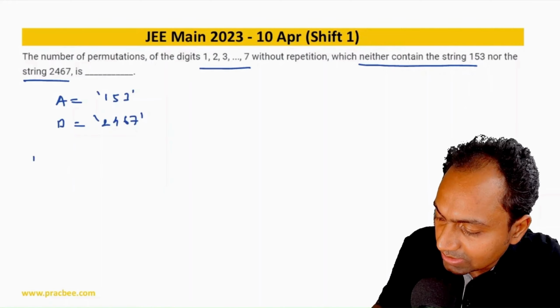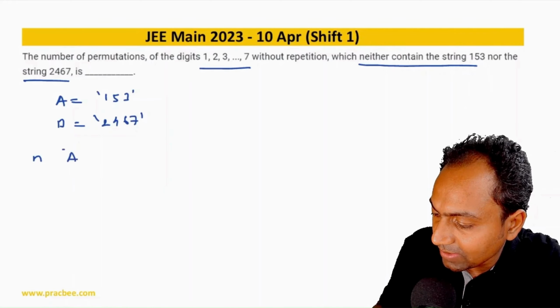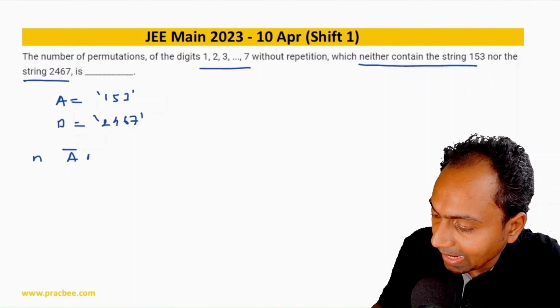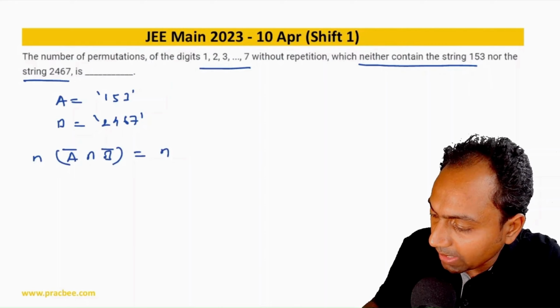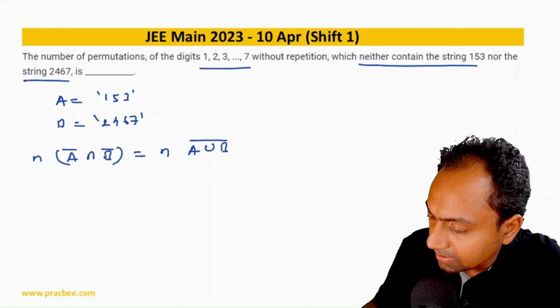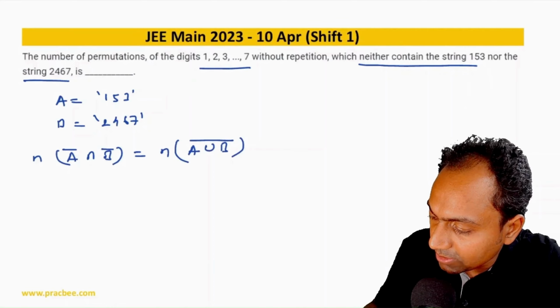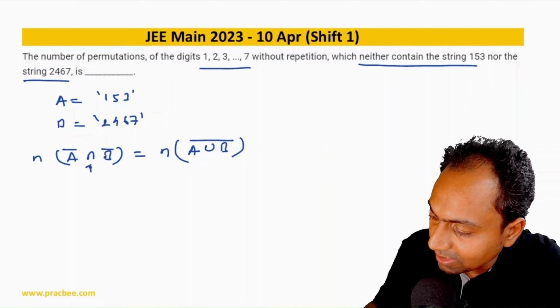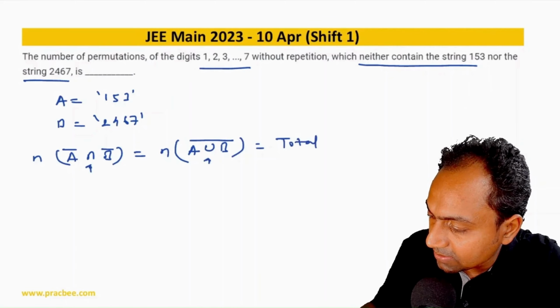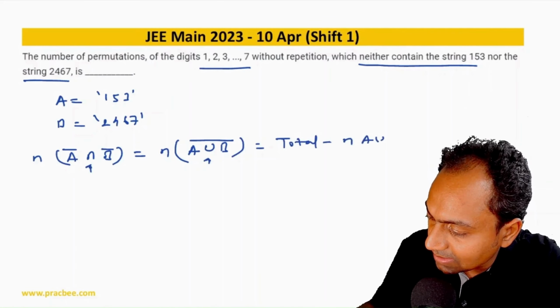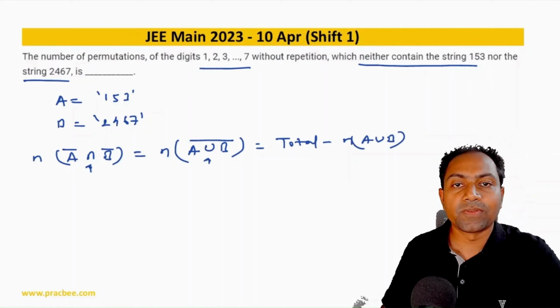So what the question says is the number of elements where A should not happen and B should also not happen. This is what they are asking. If I apply De Morgan's law, what we have learned is if I take the complement over both A and B, the middle sign will get flipped, and now this can be written as total cases minus number of cases in A union B. So this is what we have arrived at.